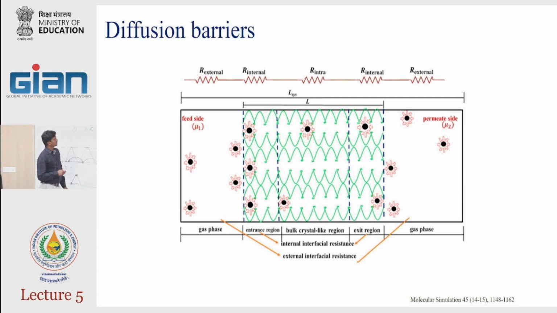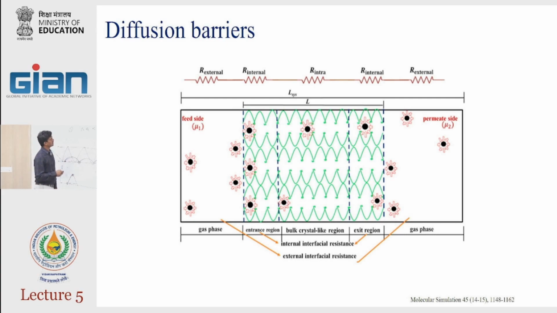So the first thing is that on the feed side, the gas molecules are moving in the gas side. So there will be an external resistance that gas molecules have to overcome, and that you can ignore. Usually gas molecules experience very low resistance, and that's why the diffusions are very high.